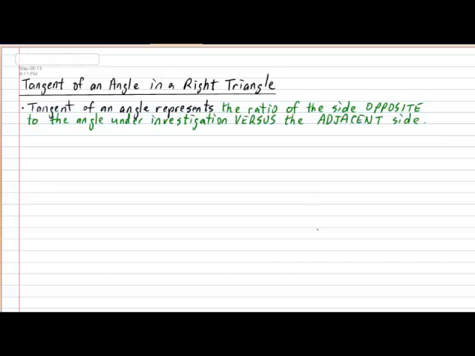The definition of the tangent of an angle is quite simple. The tangent of an angle represents the ratio of the side that is opposite of the angle under investigation versus the adjacent side. In order to illustrate this definition, please take a moment to prepare the following example. Go ahead, pause the video now, and prepare the diagram.